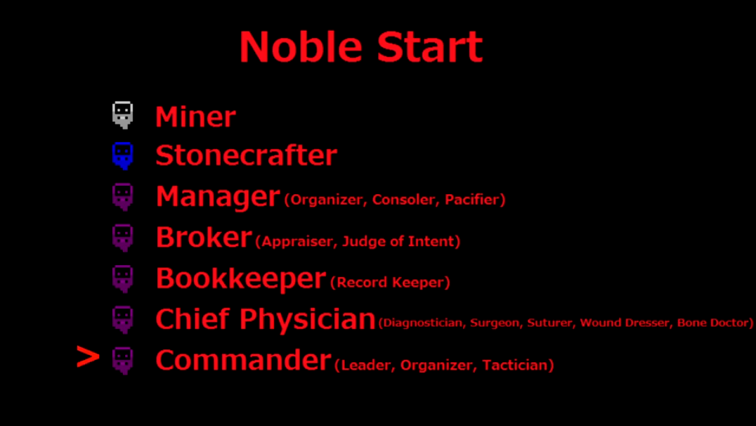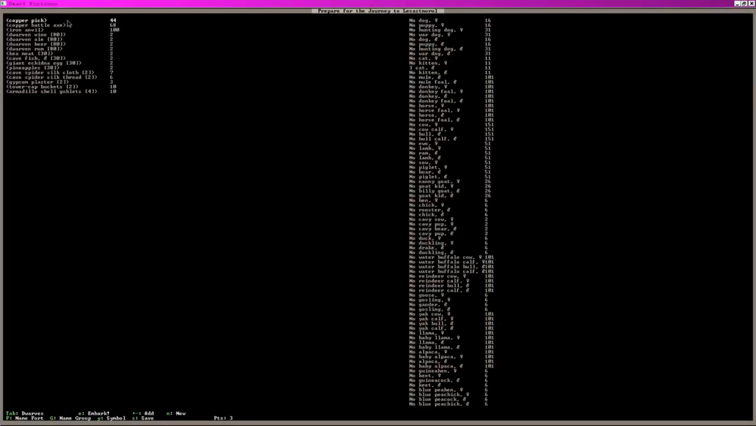I've then got a military commander prepared with leadership, organization, and tactician skills that are relevant in conducting military expeditions outside my fortress. The items I brought aren't different from the generic list other than a bunch of extra food and alcohol to supplement the lack of labor before receiving more migrants.